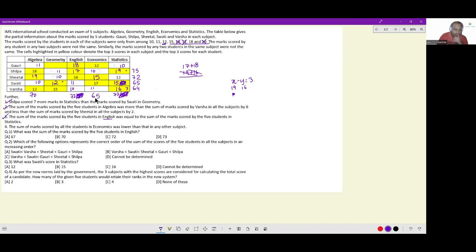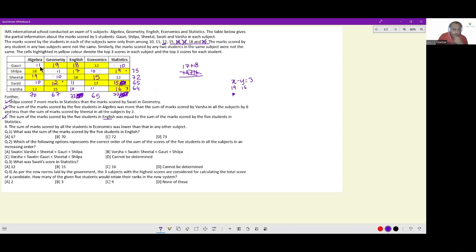So if we have to exceed 65, from 48, we either need 18 or we need 19 because 48 plus 17 leads me to 65. So the score in geometry has to be 18 or 19. Because Gauri has already scored 18 in English, that is not possible. The score obtained by Gauri in geometry has to be 19. And now, this gets us to 67 for geometry.